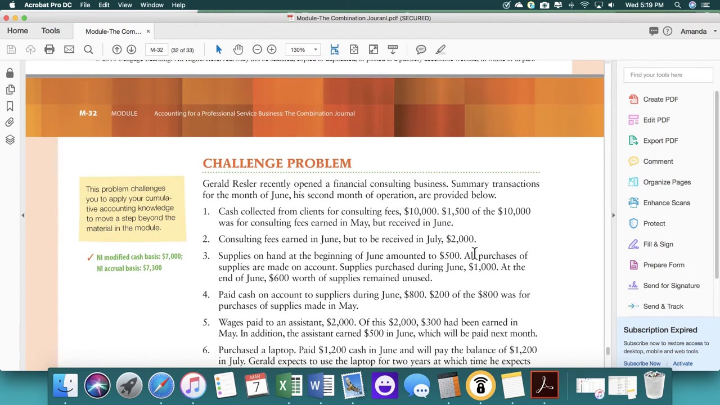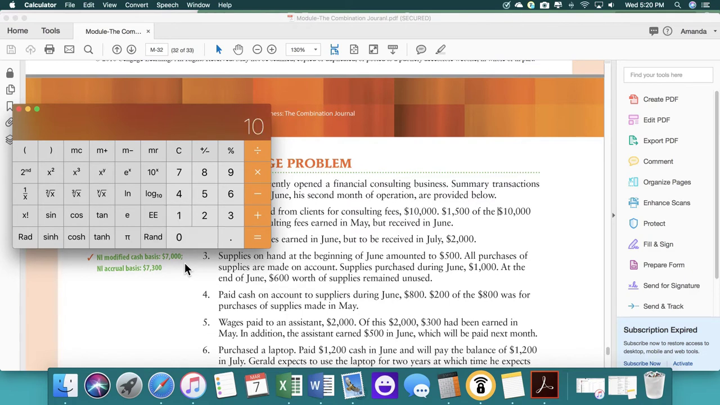So let's take a look at revenue. We have $10,000 that was earned in May but received in June, so we know we're going to have to claim that. We have $1,500 that we won't receive until June.